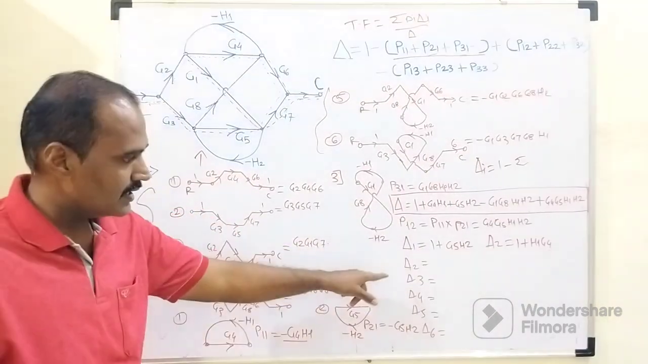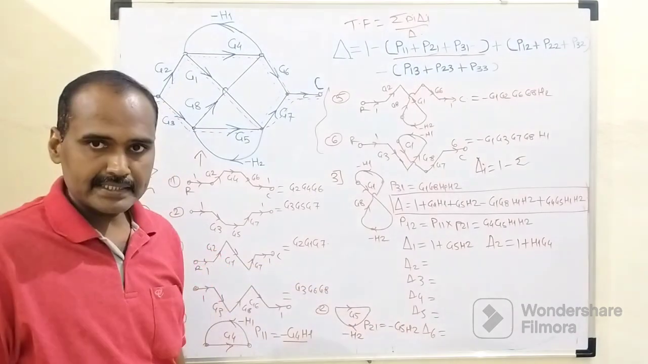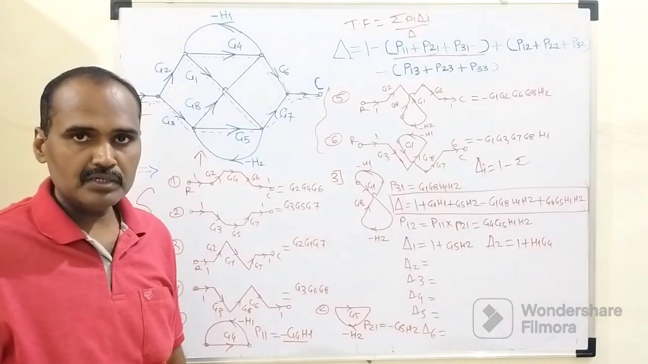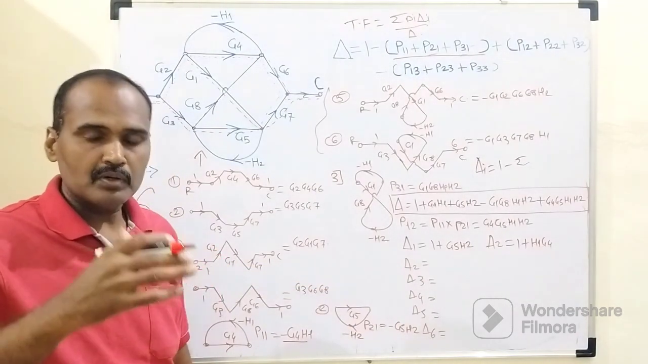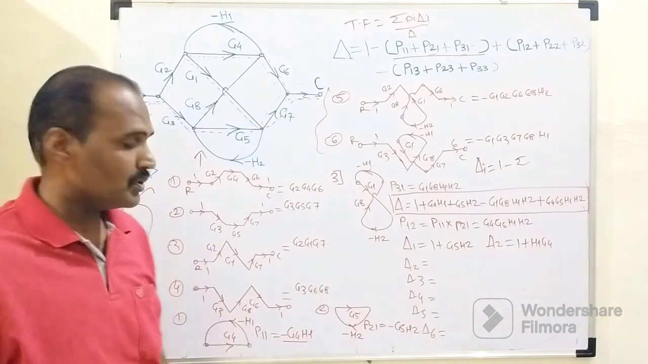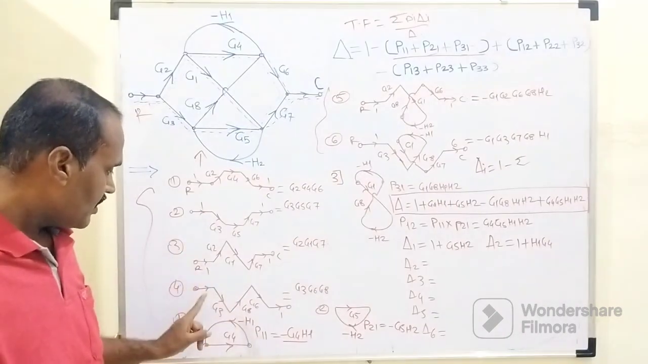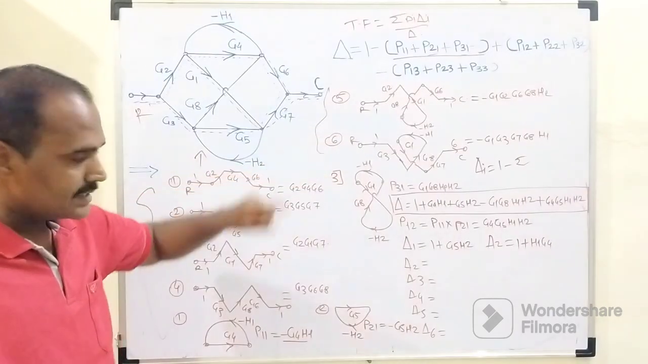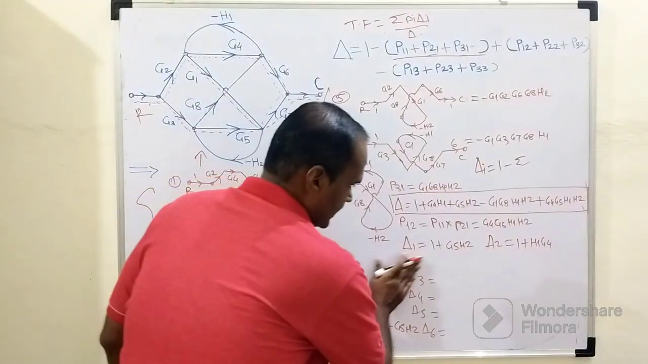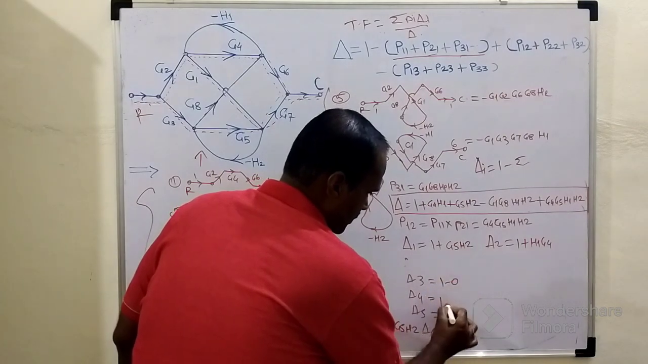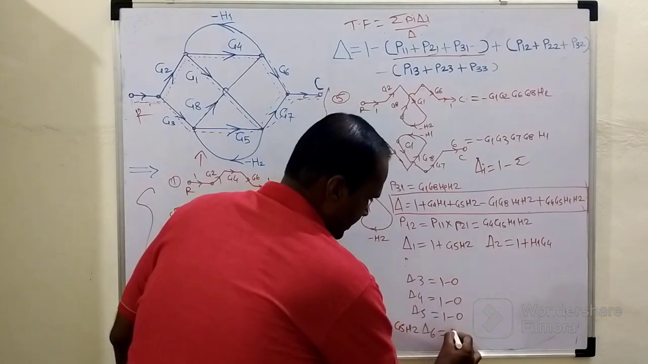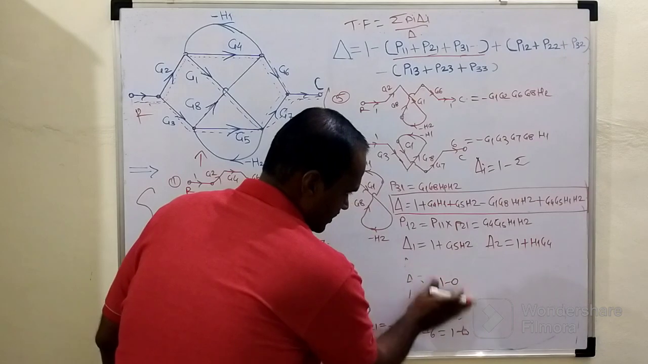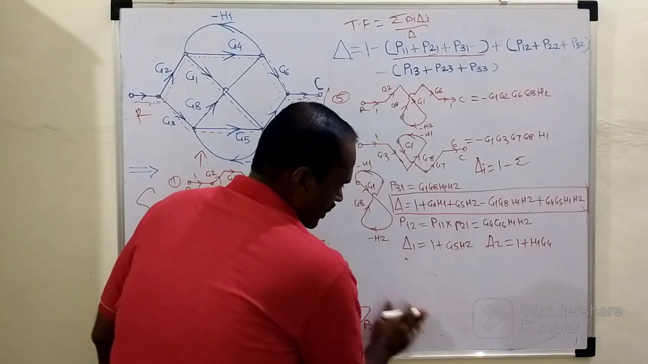As far as delta 3, delta 4, delta 5 and delta 6 are concerned, we don't have any loop, or we don't have the special part, which will not touch forward path number 3, forward path number 4, forward path number 5 and forward path number 6. As a result, delta 3 equals 1 minus 0, delta 4 equals 1 minus 0, delta 5 equals 1 minus 0 and delta 6 equals 1 minus 0.